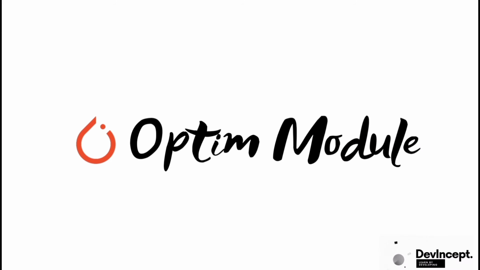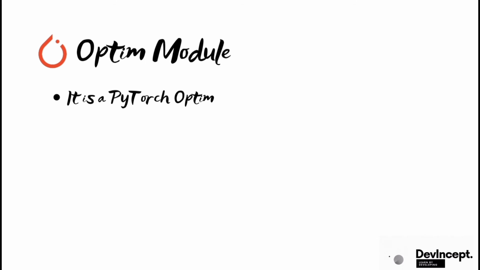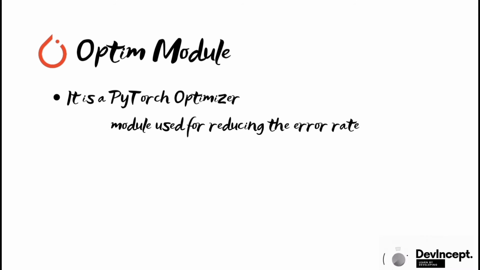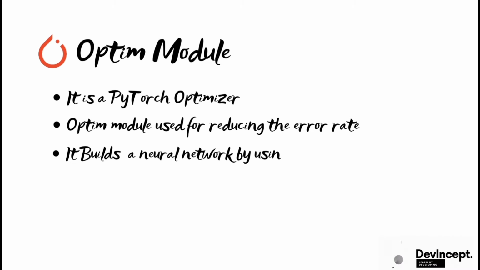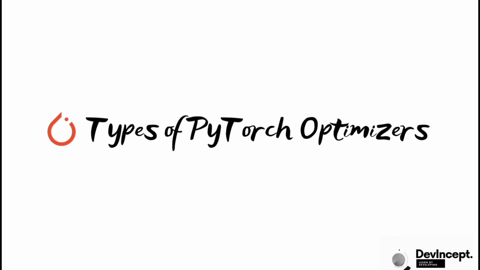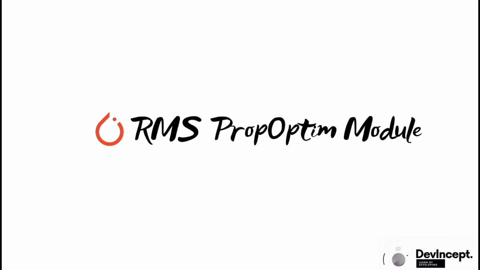Coming to the next module, it is the optim module. The optim module is the PyTorch optimizer, which is used to reduce the error rate while training neural networks. It implements various optimization algorithms used for building neural networks. Types of PyTorch optimizers: SGD optimizer, Adam optimizer, Adadelta optimizer, Adagrad optimizer, AdamW optimizer, Adamax optimizer, RMSprop optimizer.